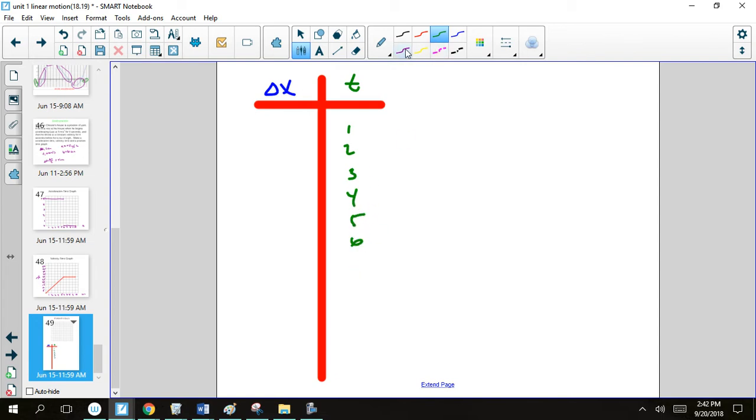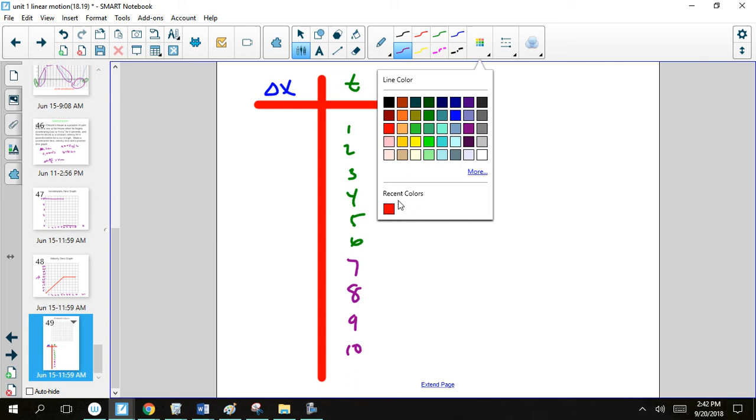Then after the 6-second mark, it's a little bit different, so I'm going to change the color there. 7, 8, 9, 10. Delta x, what we're going to have, and I want a different color.